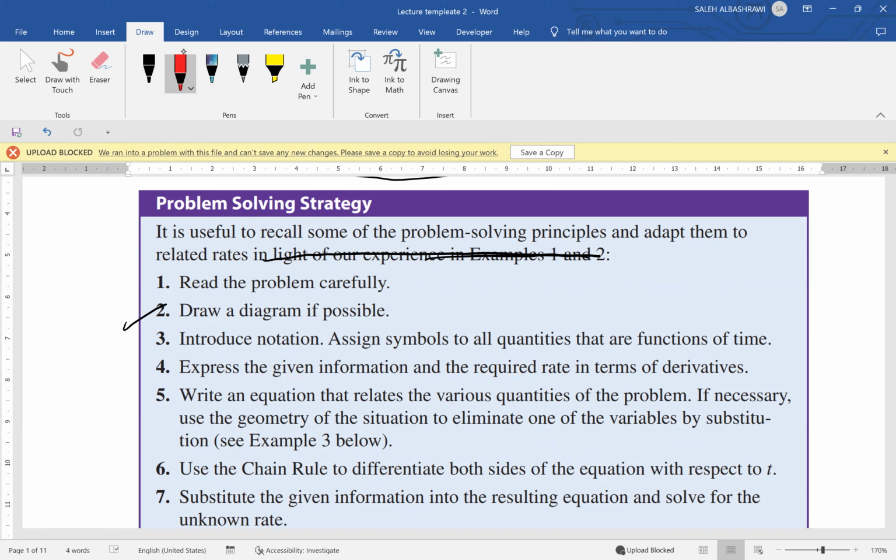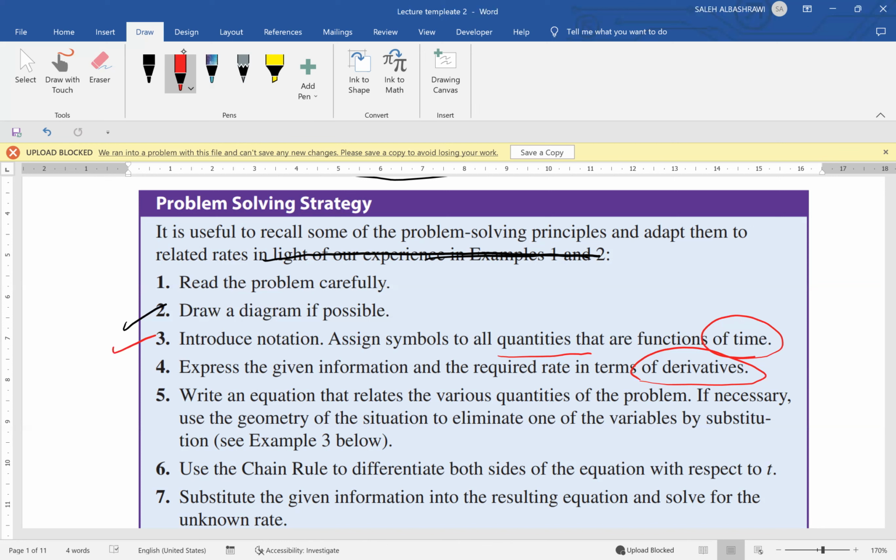Then step number 3, introduce notation. Give variable names for each quantity or side of the figure. Assign symbols to all quantities that are functions of time. This is the main thing. Express the given information and the required rate in terms of derivatives. Usually in such problems, you are given that the quantity is changing with time, or the rate of changing, or something like this. These are derivatives with respect to time, usually.